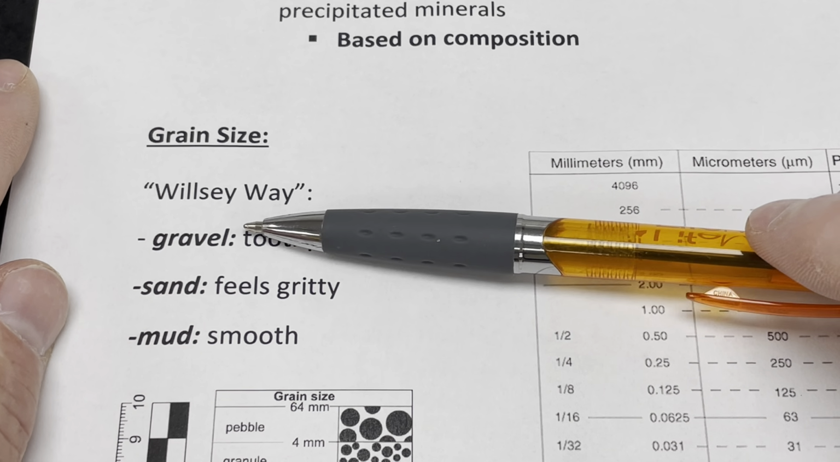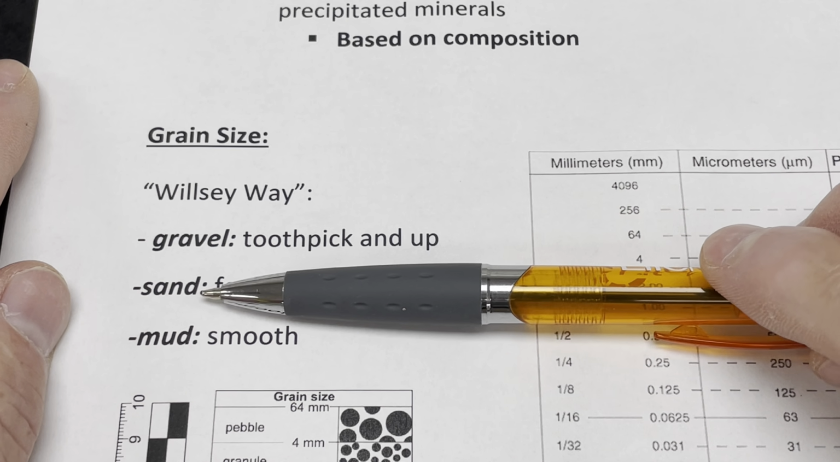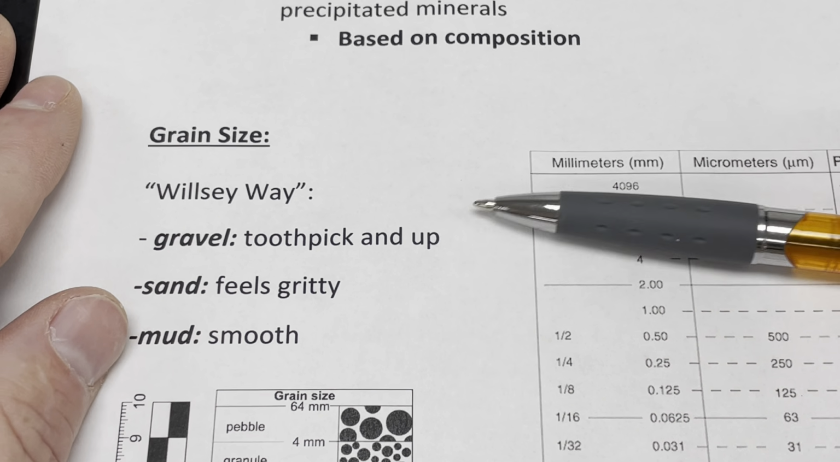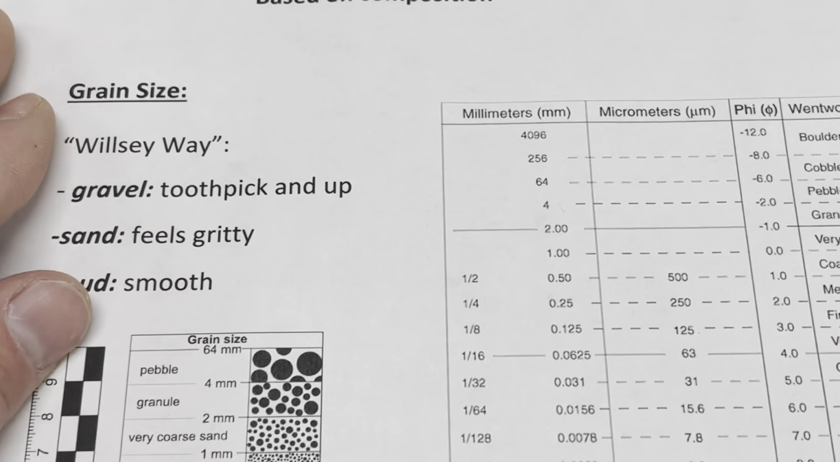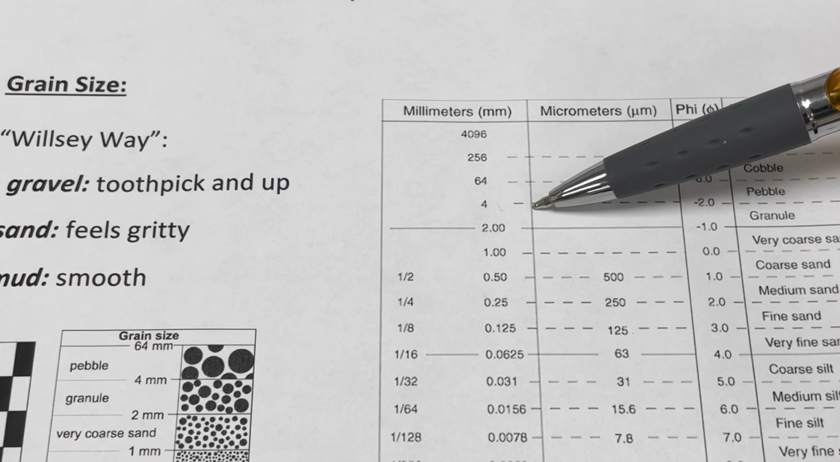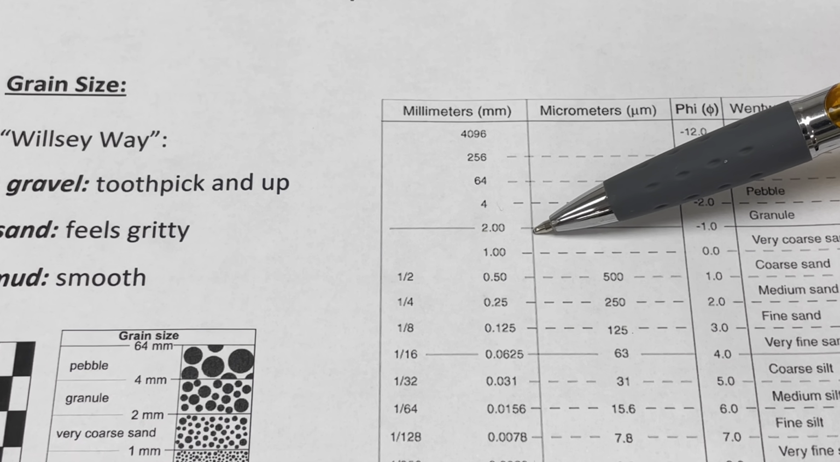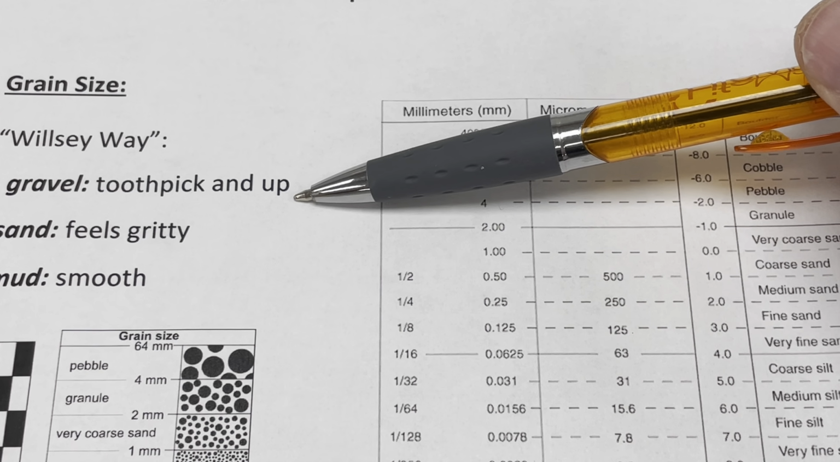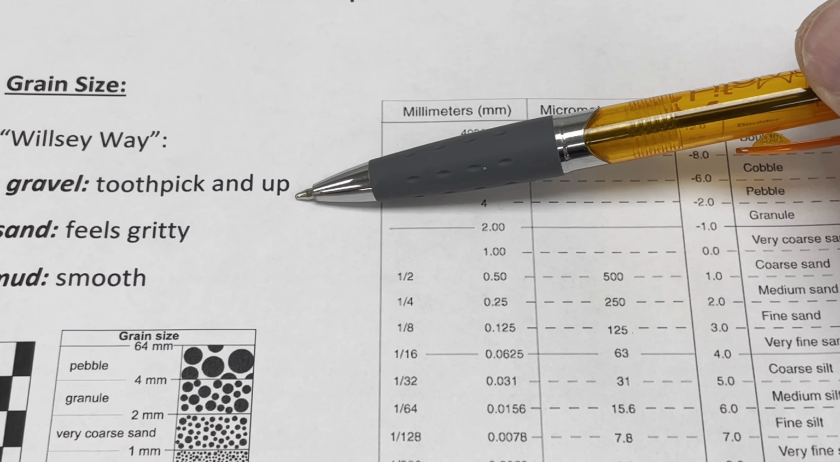I think you already have an intuitive feel that gravel is bigger than sand and sand is bigger than mud. But let's go a little further. Gravel technically is going to be everything above 2 millimeters in size. Well, are you going to be able to know how big 2 millimeters is? Maybe you've got a little ruler in your pocket. But in general, the diameter of a toothpick is pretty close to about 2 millimeters.